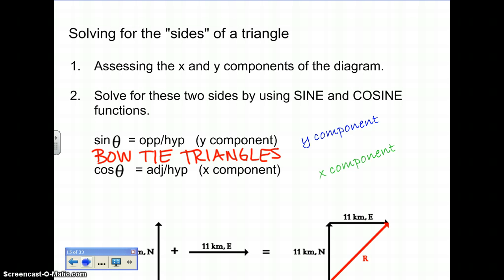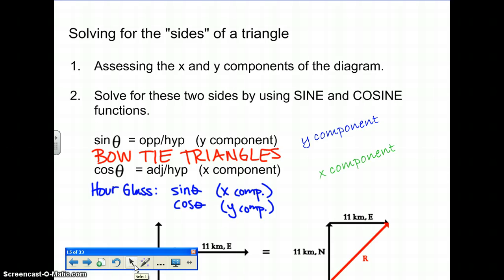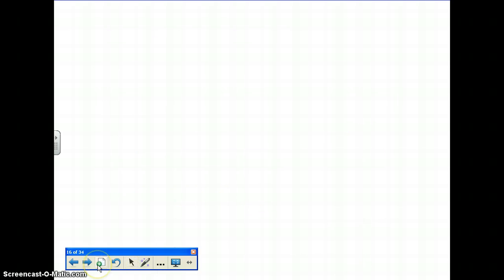So for hourglass, you're going to use sine theta for the x component, and you're going to use cosine theta for the y component. Now, I know I'm going to get into this, but I kind of want to just jump right now and insert a new page so that we can chat about this for a second.